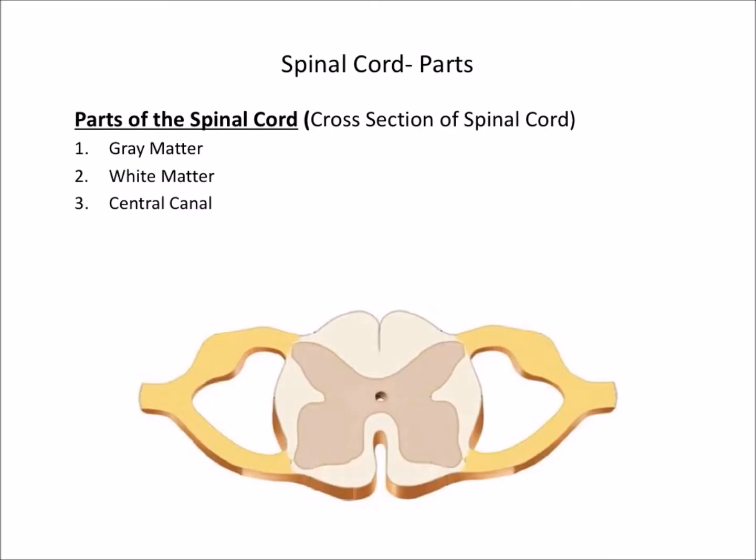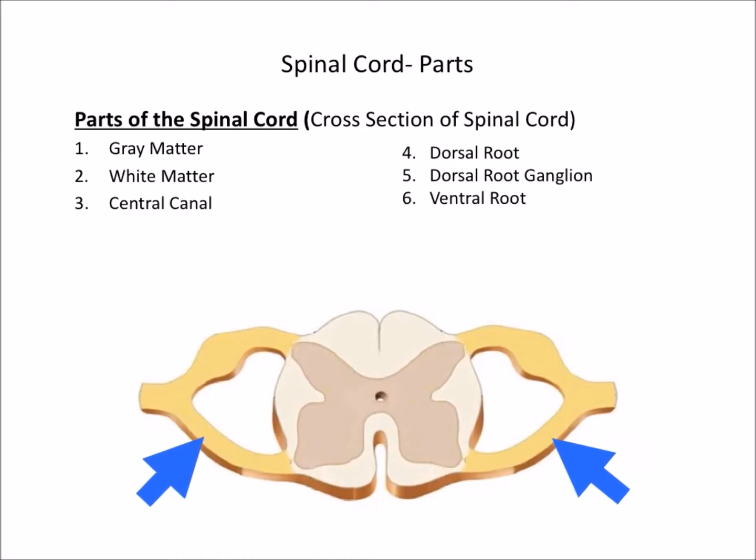The fourth part is called the dorsal root. And the dorsal root consists of axons of sensory neurons. The fifth part is called the dorsal root ganglion. And the dorsal root ganglion is a collection of cell bodies of sensory neurons. And finally, the last part of the spinal cord is called the ventral root. And the ventral root consists of axons of motor neurons.